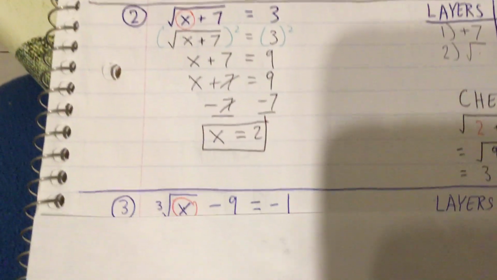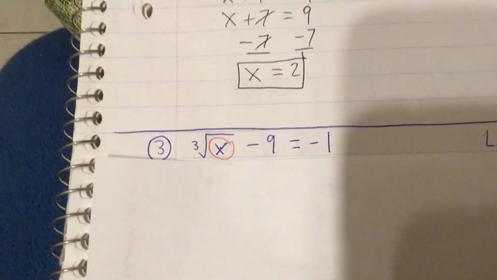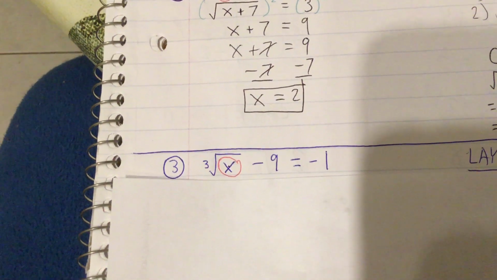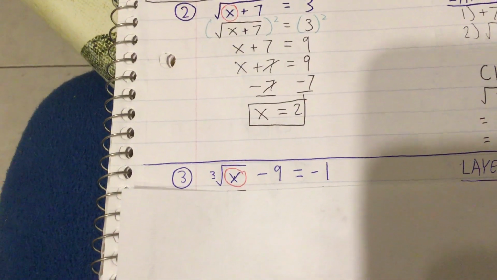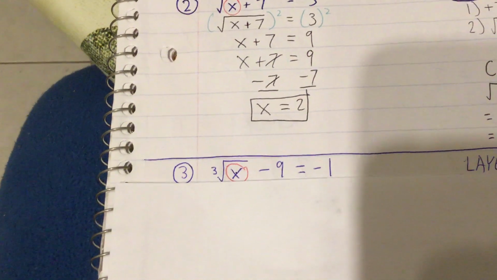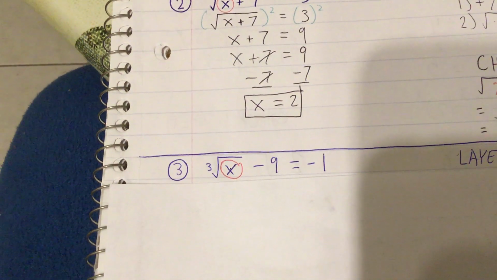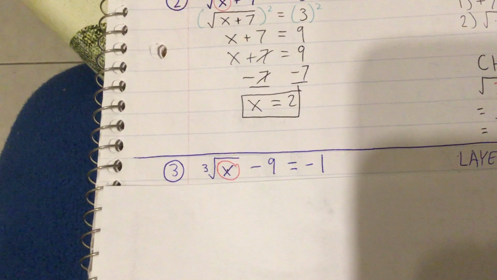Okay. See if you can do problem number 3 independently. Notice it's the cube root of x minus 9 is equal to negative 1. Use the pause button to do this problem independently at home.